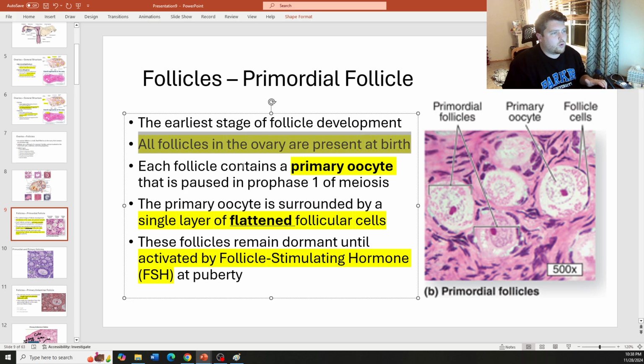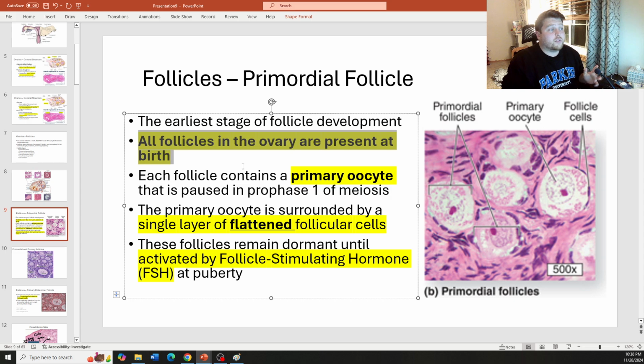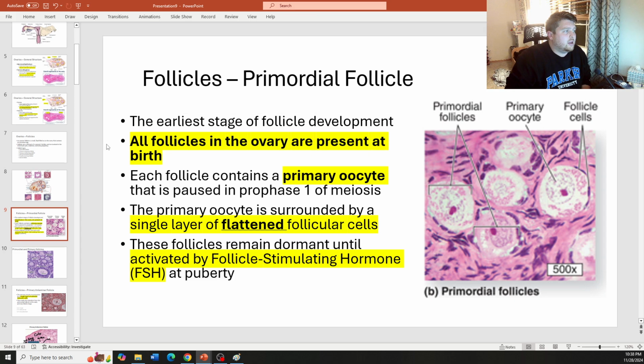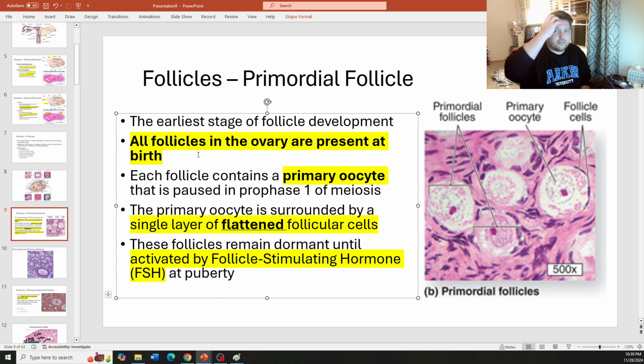all of the primordial follicles, so all of the potential eggs that they can have. The women are born with them right away. So they always have all of the potential eggs that they could possibly have. And they are in this state of early development, and they contain what's called a primary oocyte that is actually going to be paused in its division process.